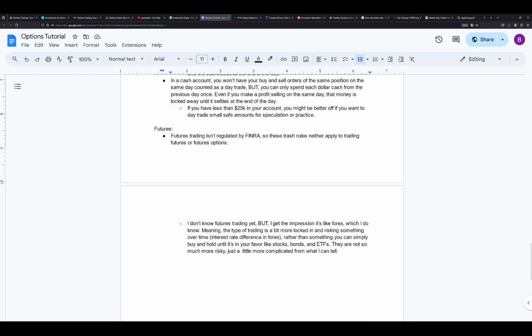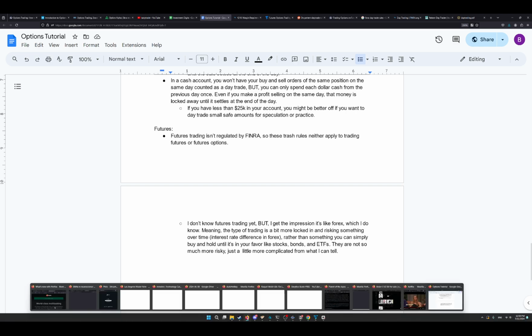And then the final lesson I had prepared here is futures. Fun fact, futures are not regulated by FINRA. So none of these trash rules apply to trading futures or even futures options, which is a thing. Unfortunately, I'm not proficient with futures just yet, so that's going to have to wait for a bit. But it is the next thing I'm looking into. That's pretty much the extent of my knowledge up to this point.